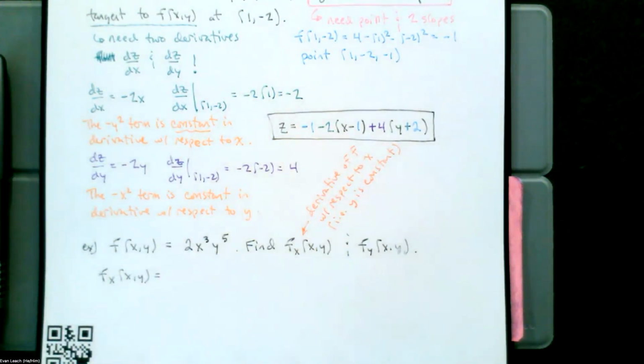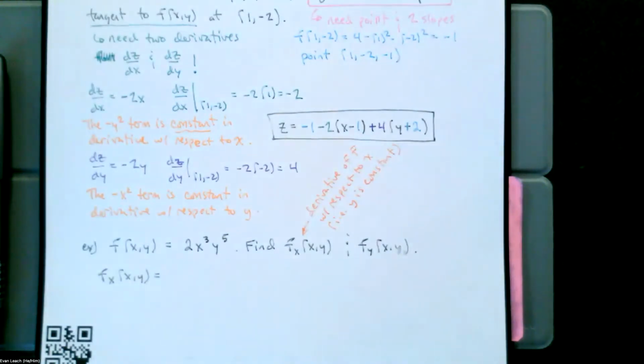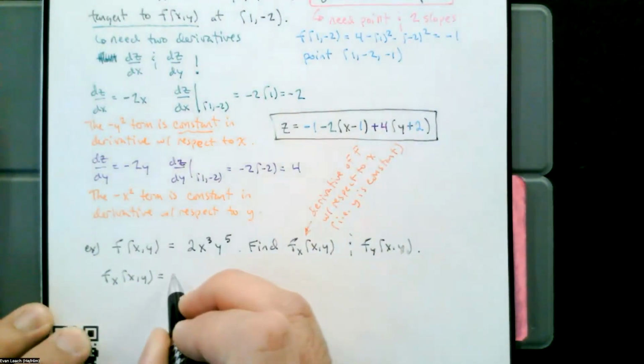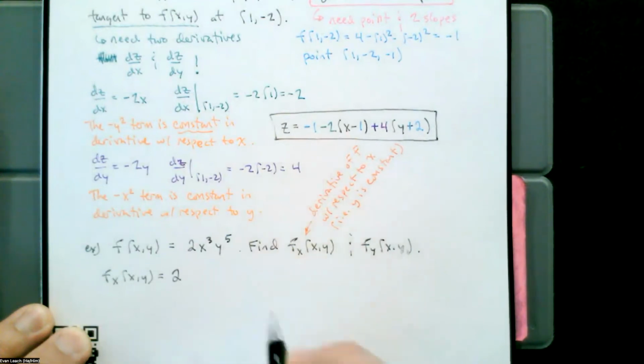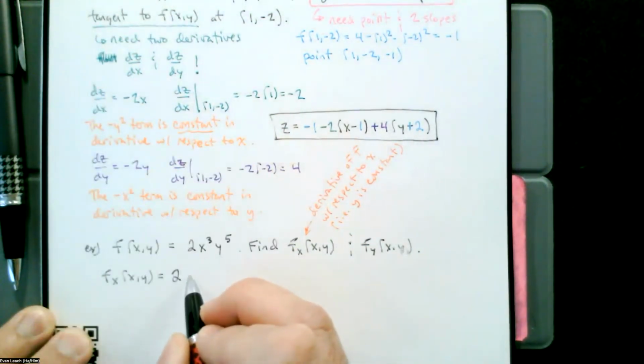What's the only x factor going around here in this function? The only x part of this is x cubed. 2 is constant. This is a derivative with respect to x. So y to the 5th, that's constant. That's a constant multiple. So we just carry that along and take the derivative of x cubed. So 2 is a constant factor. Y to the 5th is a constant factor. The derivative of x cubed is 3x squared.